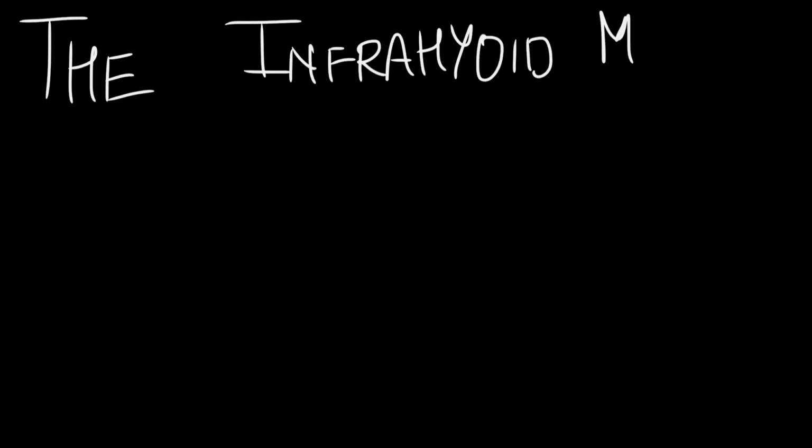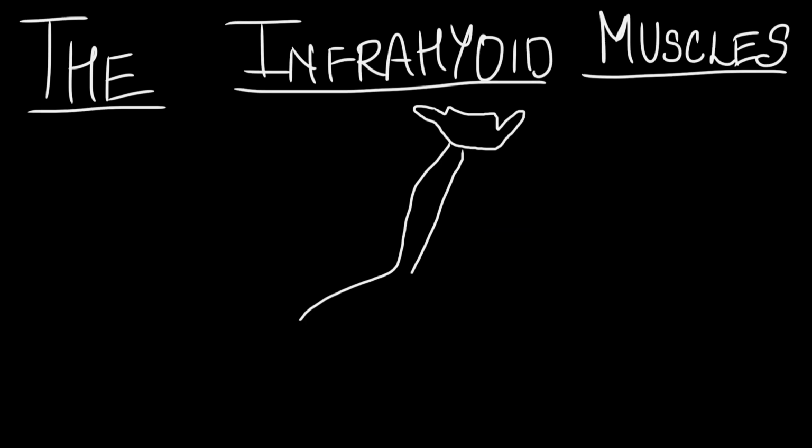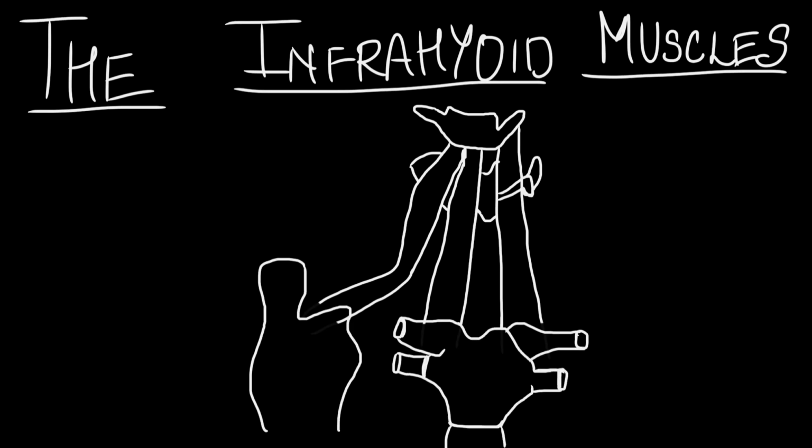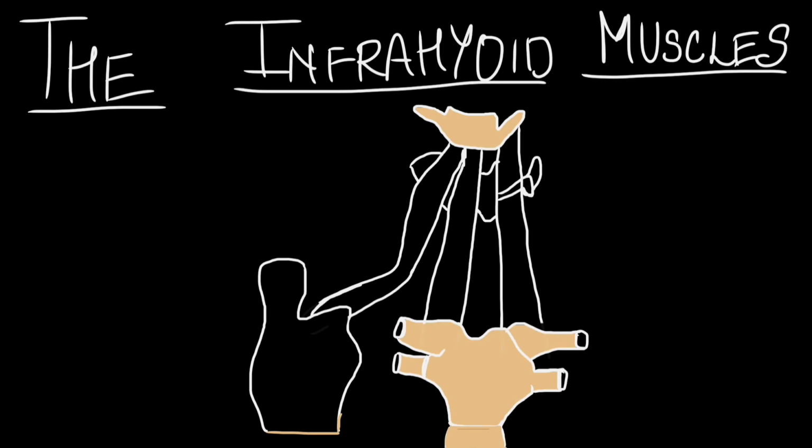Thyrohyoid. It lies deep to the sternohyoid. Proximal attachment. Oblique line of thyroid cartilage. Distal attachment. Lower border of the body and the greater cornu of the hyoid bone. Action. Depresses the hyoid bone, elevates the larynx when the hyoid is fixed. Nerve supply. C1 through the hypoglossal nerve.